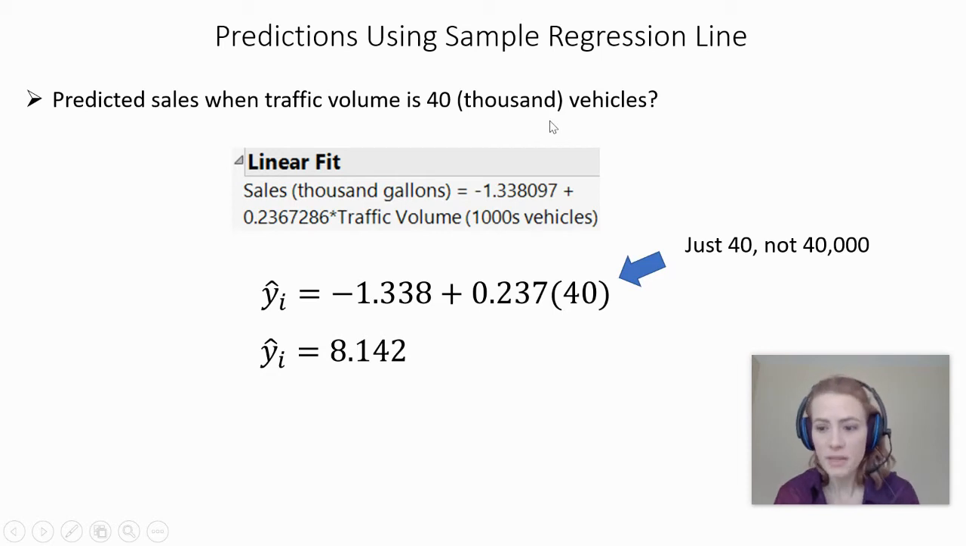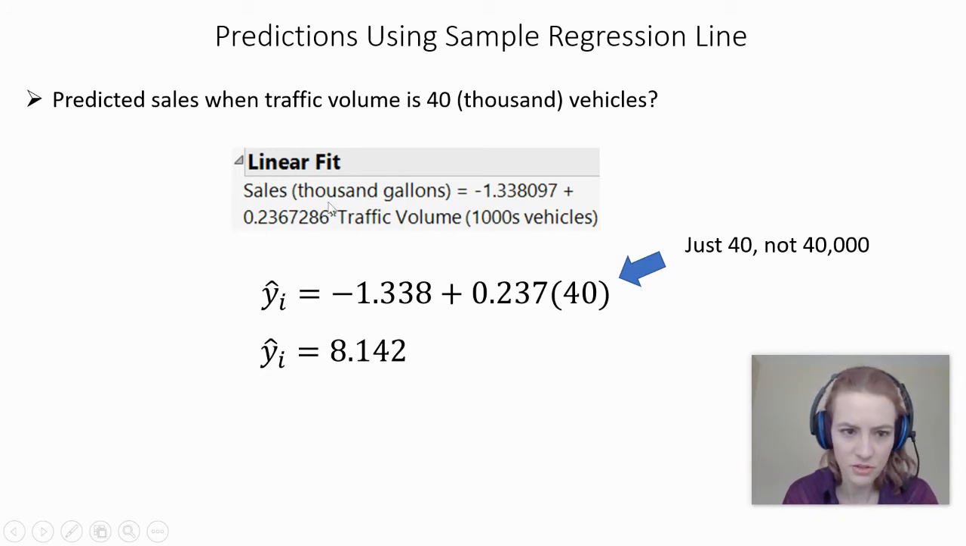All right, so let's actually make the prediction for the one that's allowable. So when the traffic volume is 40,000. Okay, so the equation here, I've just translated that into a little bit cleaner text. So we're predicting the sales, and then the first number, just the one by itself, that's the y-intercept. And I'm going to round here to 3 decimal places. So the y-intercept is negative 1.338, and then it's plus, and then the number that gets multiplied by x. So the thing multiplied by traffic here is numerically about 0.237. So that's the sample slope.